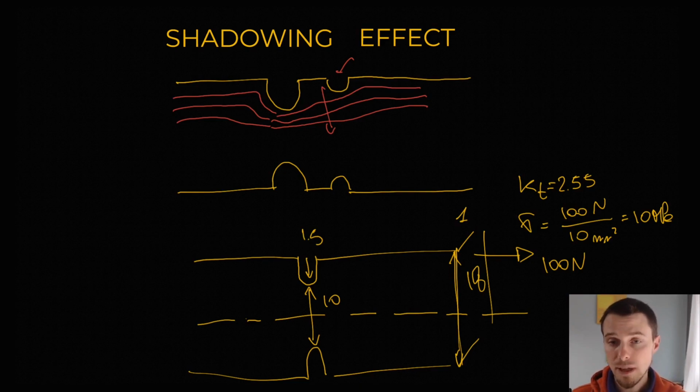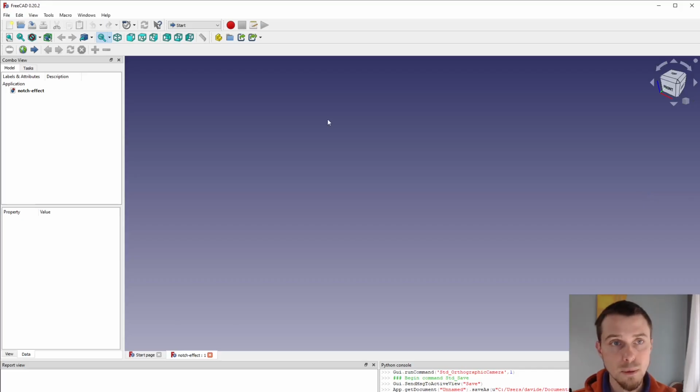We're going to model this in FreeCAD and use a parametric FEA to see how beneficial it is adding an extra notch, how close we can add it, and how deep it needs to be. So investigating these two parameters. So let's try it. So we're on FreeCAD.